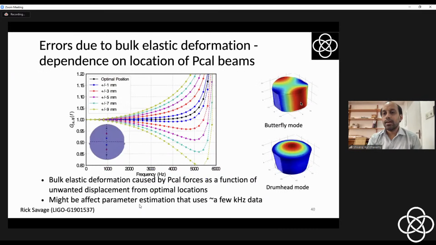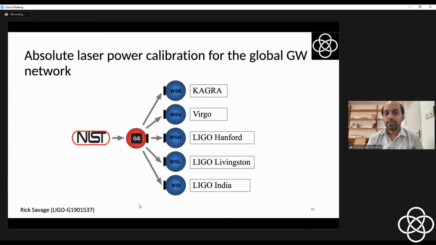And also the object, the test mass, as it deforms, even though it's rigid glass material, at some frequency starts to deform at its natural resonant frequencies. So we also need to take that into account when we apply an external force like this photon calibrator beam. That changes how the calibration can be done, and has some effect on that estimation.